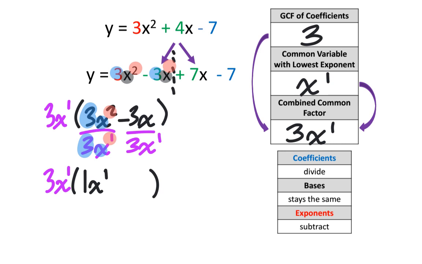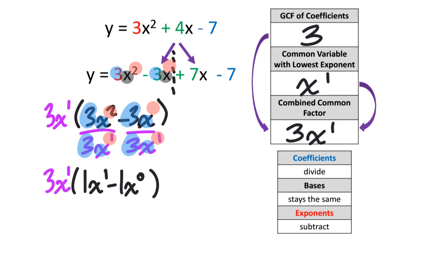Let's repeat this process all over again. Coefficients are going to get divided. So negative 3 divided by 3 gives you negative 1. Next, take a look at the bases. Bases stay the same. So that variable of x is going to stay the same. And last, exponents get subtracted. So you have a hidden 1, subtract 1, which actually gives you 0.